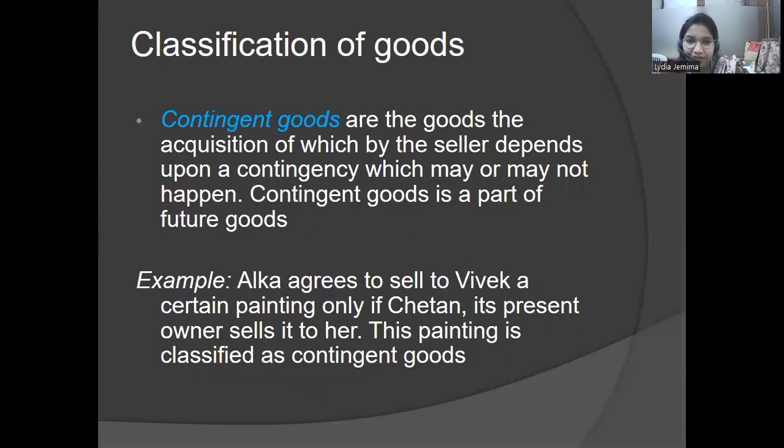Okay, contingent goods. These are the goods the acquisition of which by the seller depends upon a contingency which may or may not happen. Okay, contingent goods are a part of future goods. Example: here, she agrees to sell Vivek a certain painting only if Chetan, its present owner, sells it to her. So this painting is classified as contingent goods. So there is some contingency in the goods to be sold, right? After some condition is fulfilled, only then are the goods transferred to the buyer.